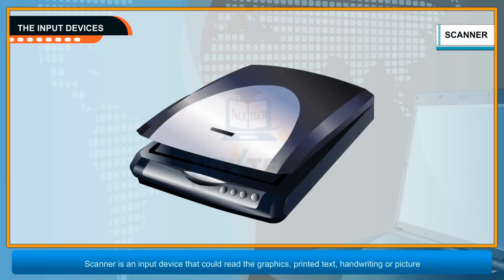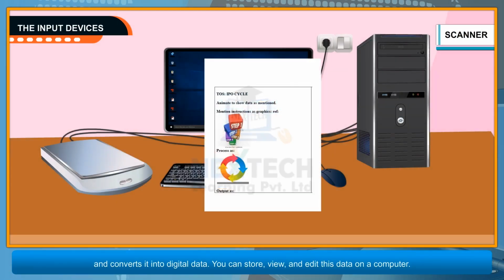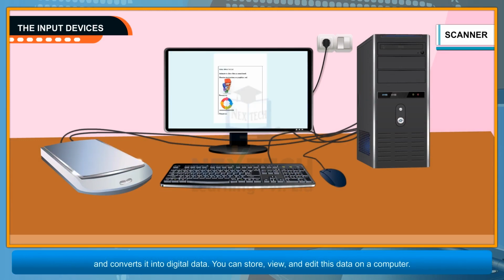Scanner. A scanner is an input device that can read graphics, printed text, handwriting, or pictures and convert them into digital data. You can store, view, and edit this data on a computer. Different types of scanners are available. The choice of scanner depends on its intended use.